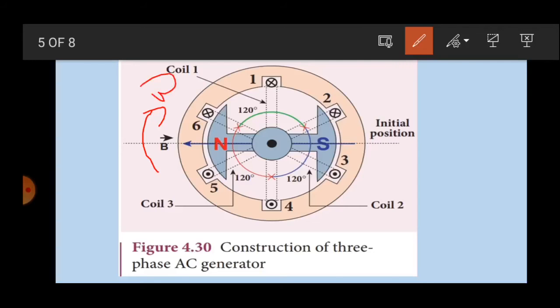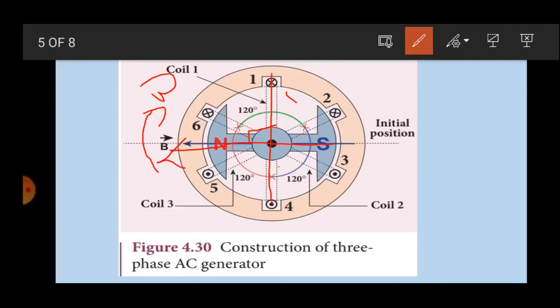So the field magnet is rotating in the clockwise direction with an angular velocity. First of all, the initial position of the field magnet is horizontal, and the field direction is south to north. Now this field direction is perpendicular to the plane of coil 1. So it is seen in a single phase AC generator. Already you know that. So EMF is produced at the point origin, as seen in the graphical method.